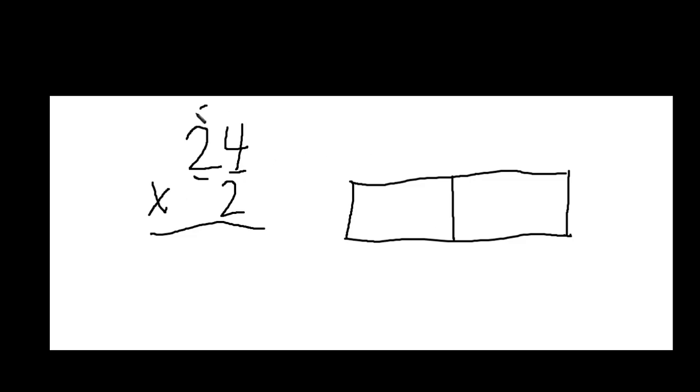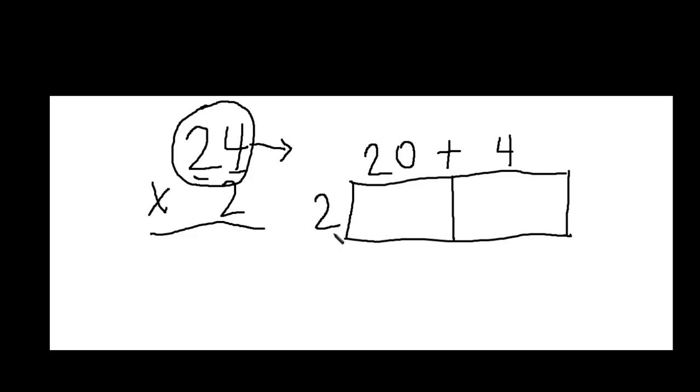Then you're going to take 24 and you're going to write it in expanded form on top of the box. In expanded form, 24 is 20 plus 4. Then over here, you're going to put your 2. Now, instead of 2 times 24, you're going to do 2 times 20 and 2 times 4. Now, in this box is going to go these 2 numbers.